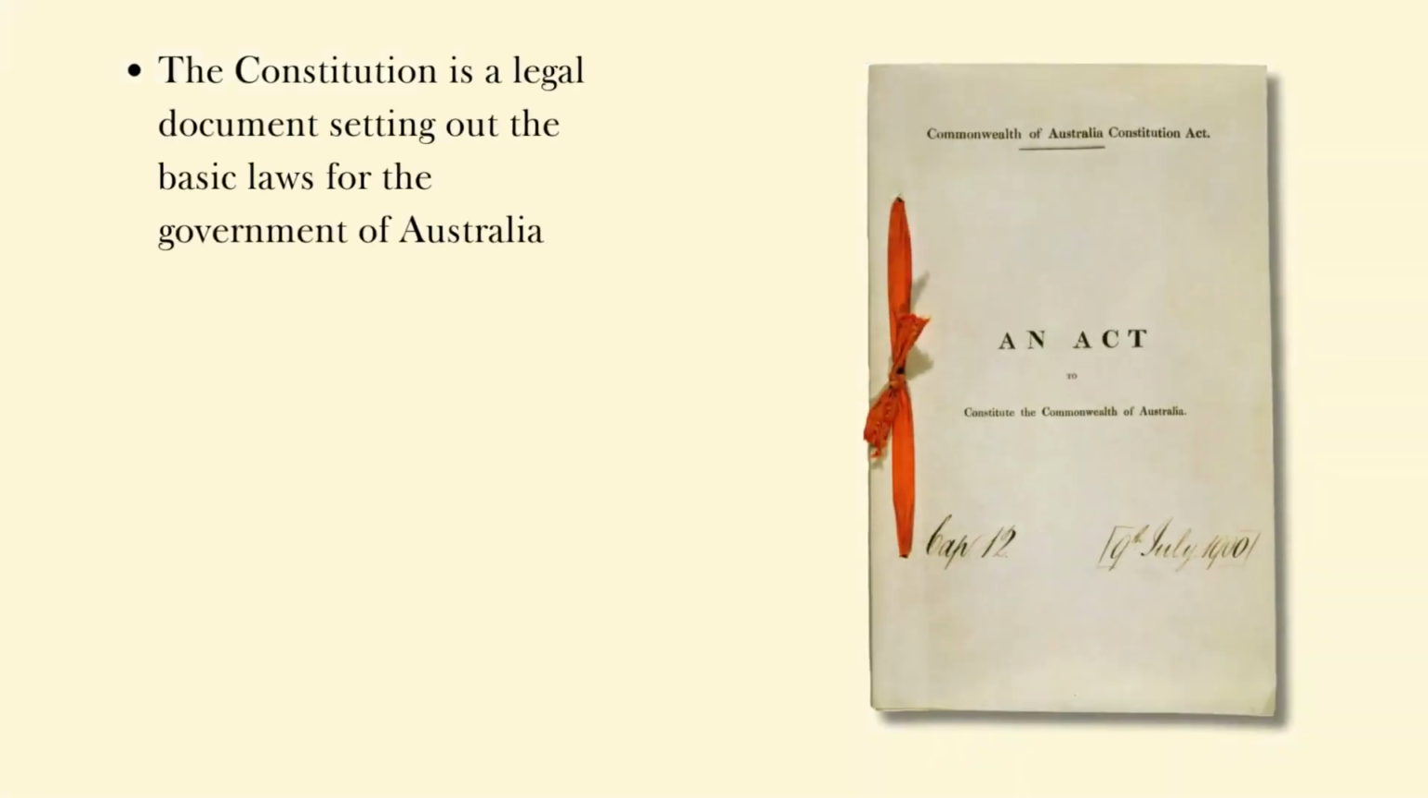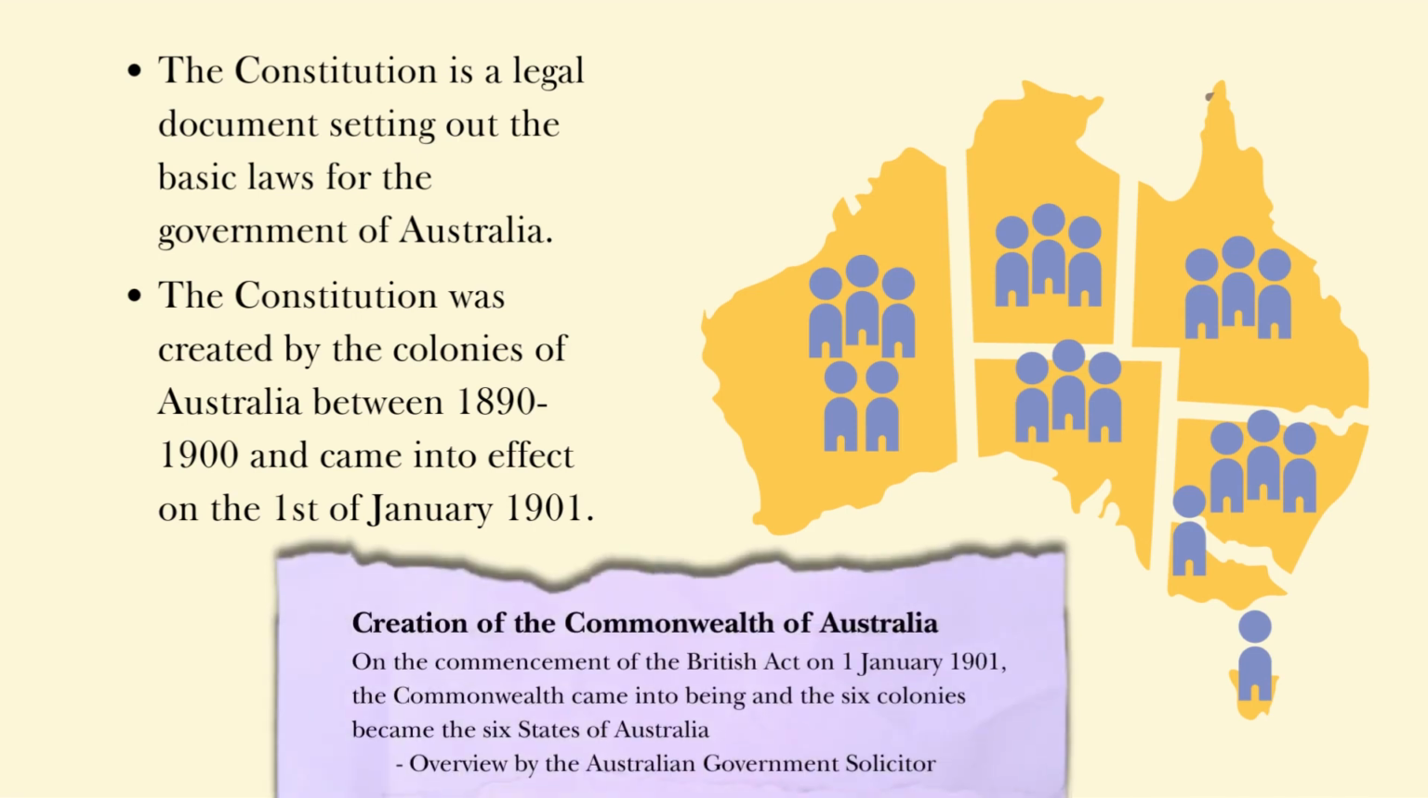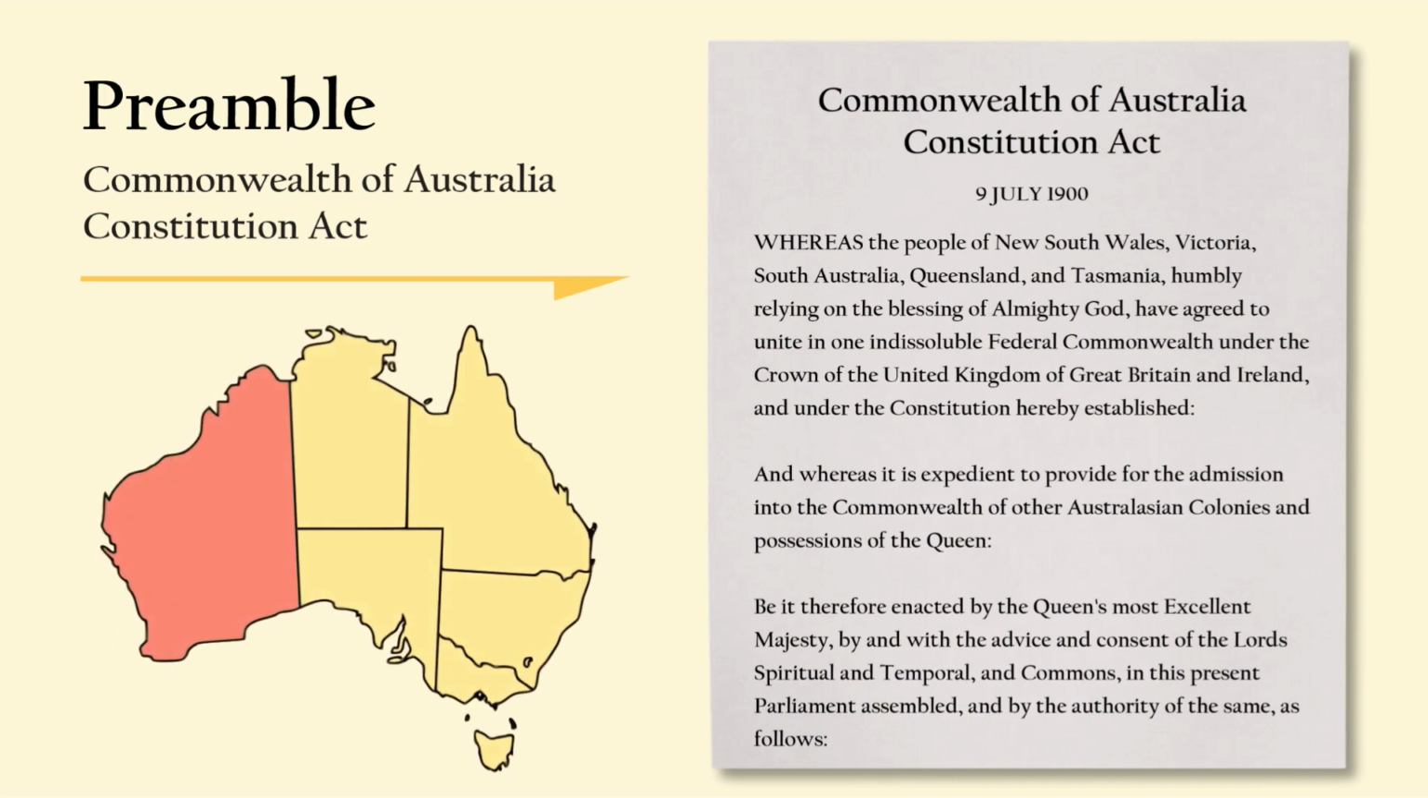After a series of conventions in the 1890s, the Constitution was created by representatives of the 6 colonies. Before it came into effect on the 1st of January 1901, its terms were approved, with one small exception, by the people in each colony. Western Australia is not in the original preamble proclaimed on the 9th of July 1900, as they were originally reluctant to join the Federation, and did not hold a referendum on the question of Federation until the 31st of July 1900.